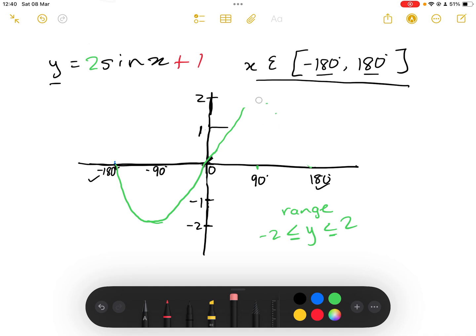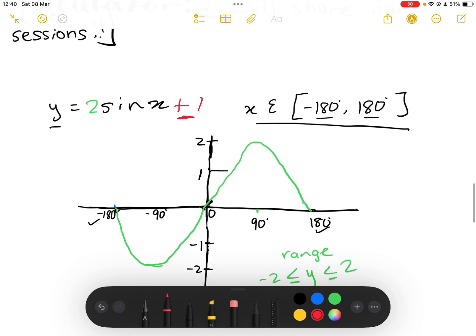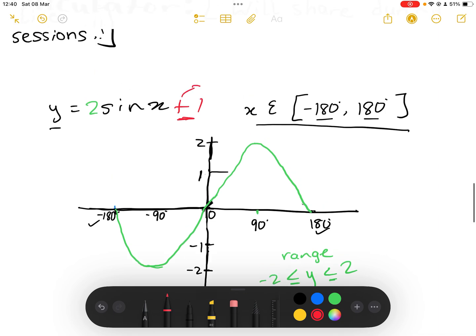So if you're going to change the graph and say plus 1, bear in mind. Let me just describe it like this first. When I say plus 1, I'm shifting the graph upwards. So the plus means I'm shifting the graph upwards. If I was to put a negative, that means it would be downwards.